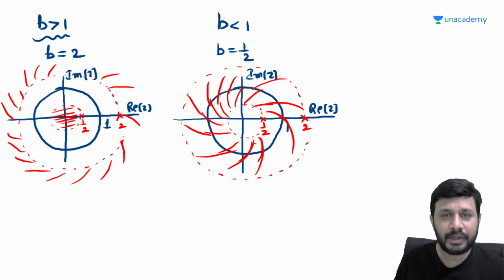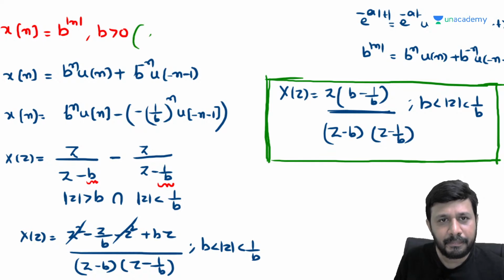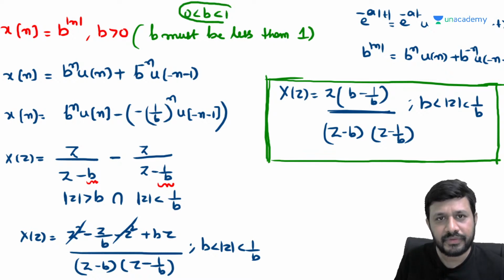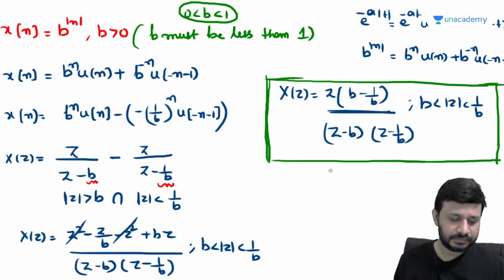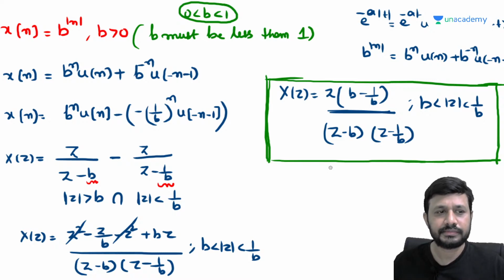Always here, comment on the value of B means B must be less than 1. If B greater than 1, we will not have any common ROC and we cannot find out the Z transform. Here B is greater than 0, fine. B must be less than 1, or I can write 0 less than B less than 1. This is the range. Hope you are all comfortable.